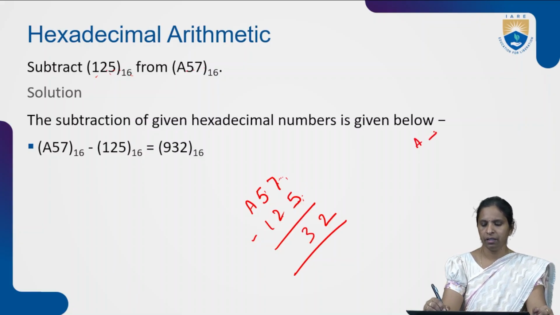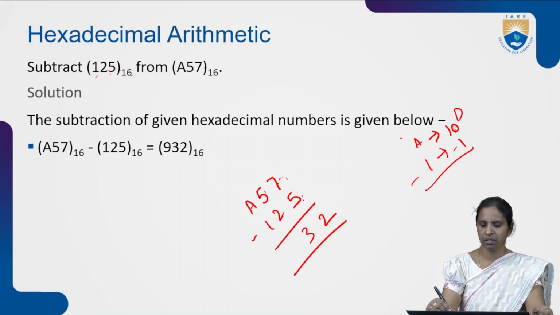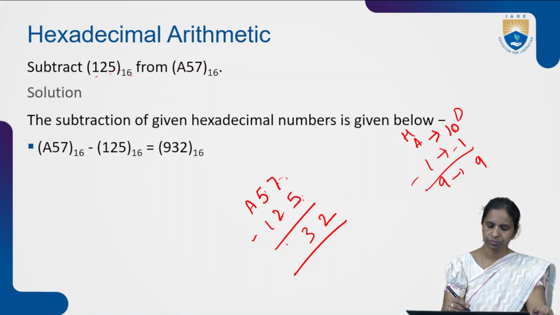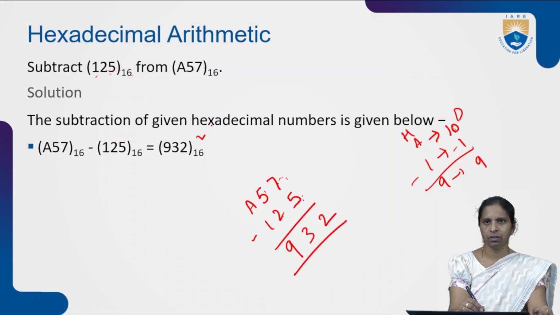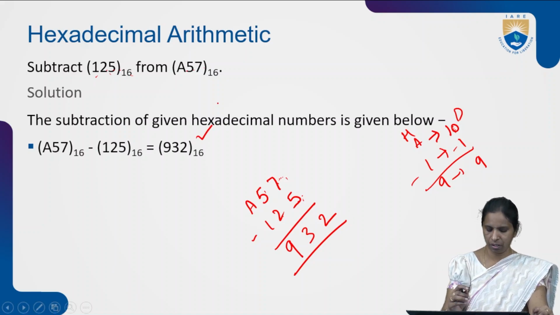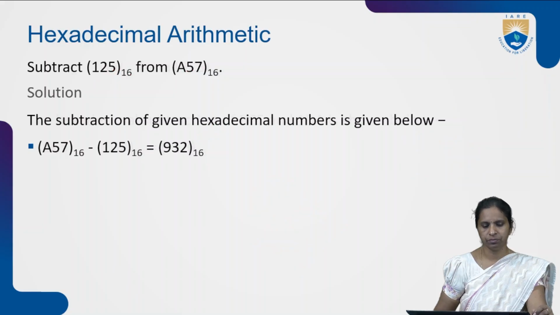And what is A in the decimal number system? 10. And 1 is nothing but 1 only. Then 10 minus 1 equals, this is decimal, this is hexadecimal. 10 minus 1 equals 9. In decimal also, hexadecimal also, 9 is nothing but 9 only. Therefore, A minus 1 equals 9. Therefore, this answer is going to be 942 in the hexadecimal number system.